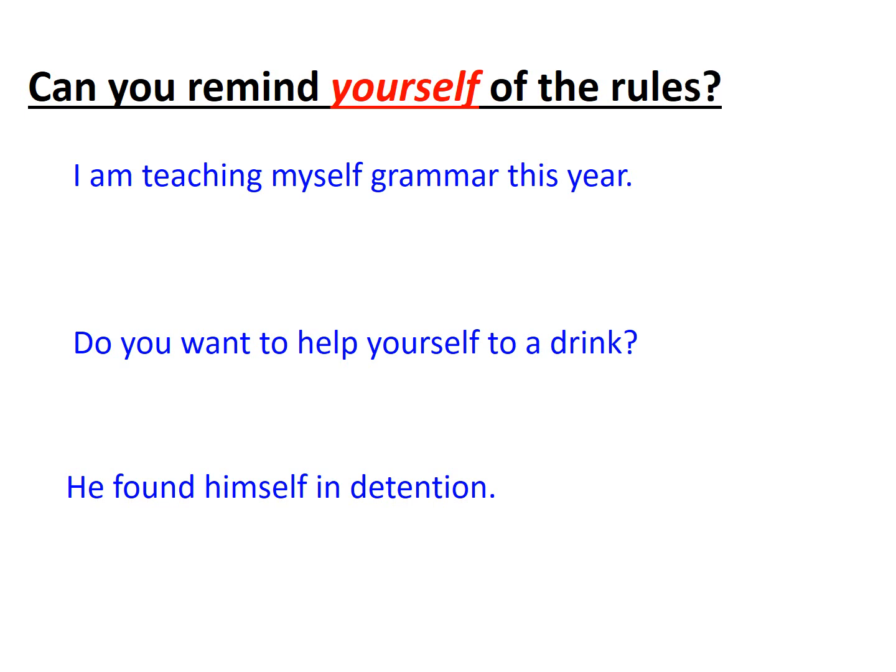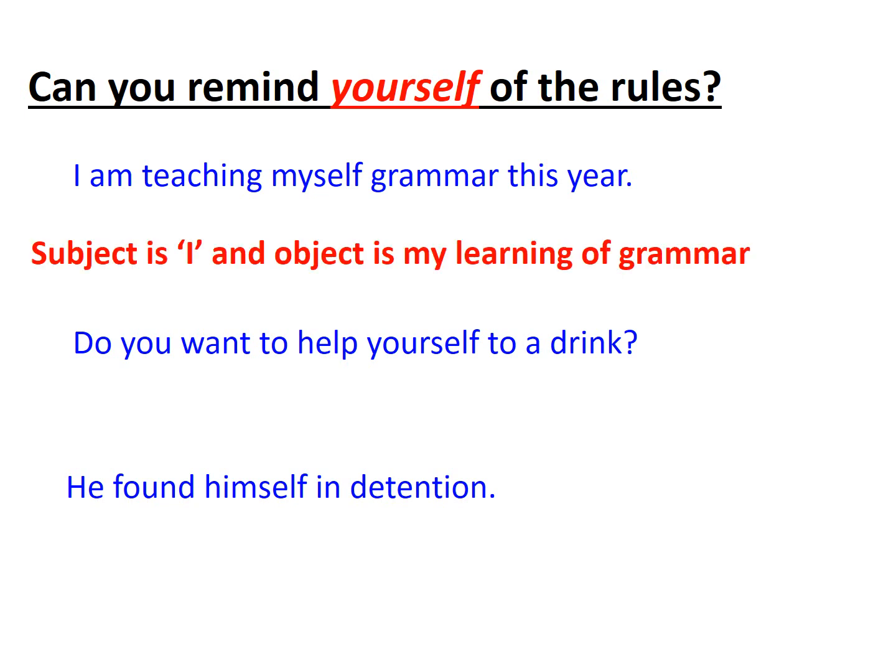So, you'll notice in the first example, I am teaching myself grammar this year, what a noble cause that is, that the subject is I and the object of the sentence is still I, but we can't say I am teaching I grammar this year. Instead we use the reflexive pronoun myself.